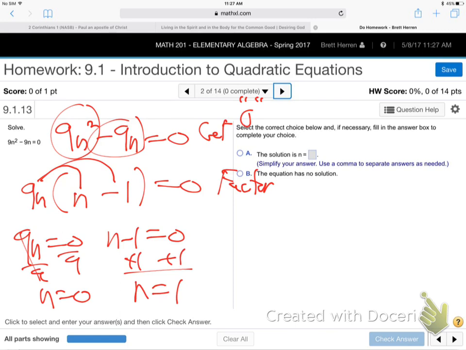So the answers are 0 and 1. It wants you to type both of them in with a comma: 0, comma 1. The order doesn't matter. You don't need parentheses. It's not like a graphing point. Just both answers with a comma. Questions on that one?